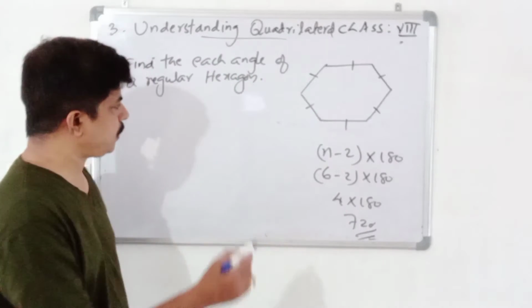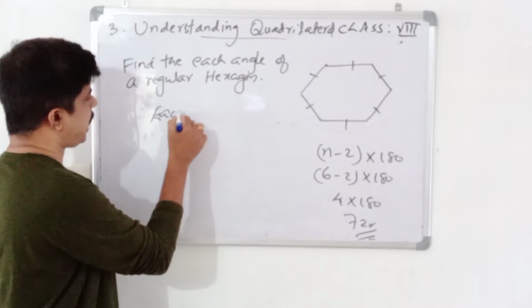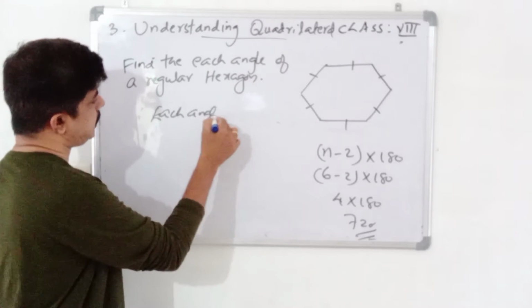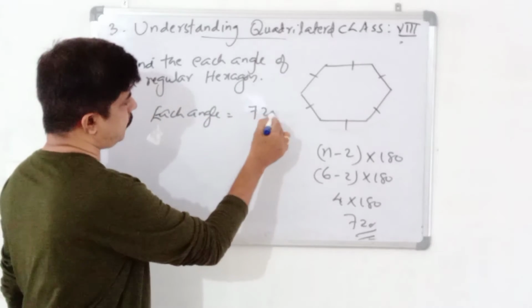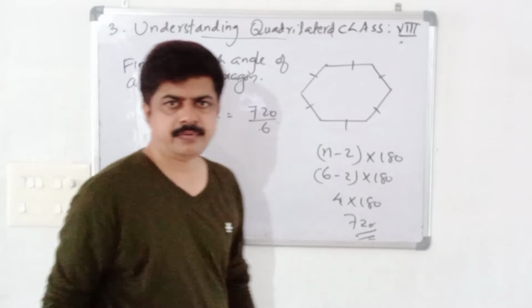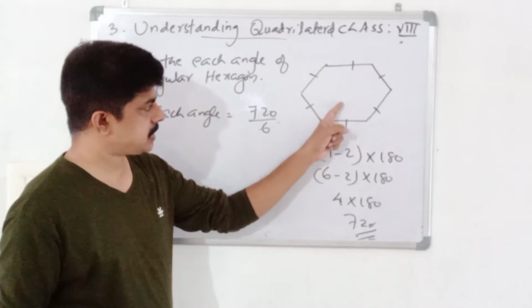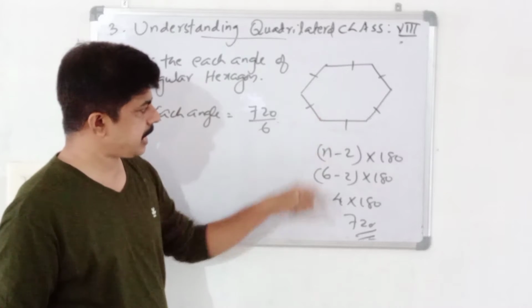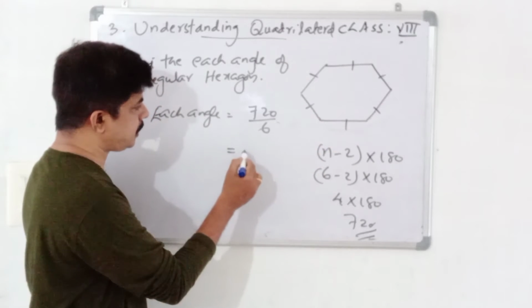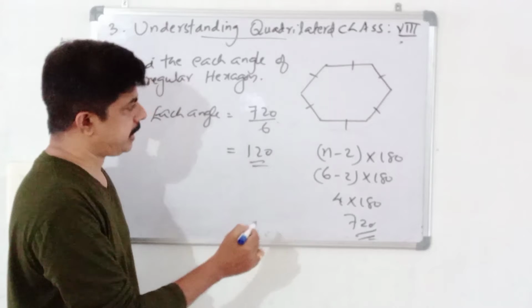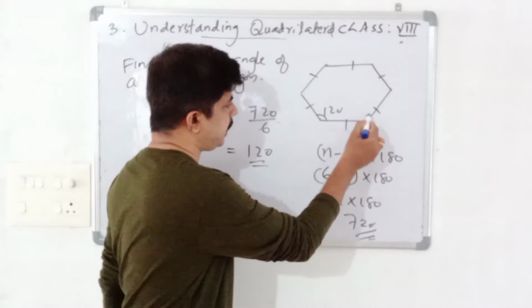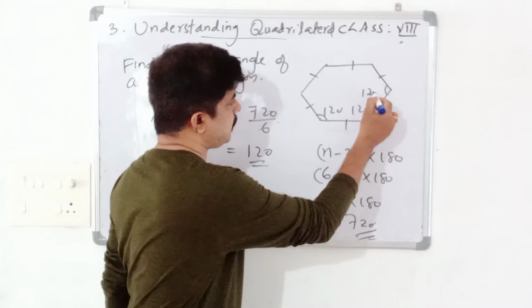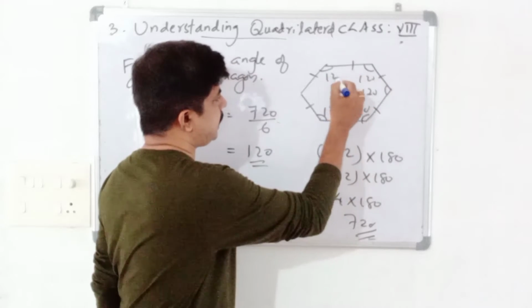To find each angle of a regular hexagon, what do we have to do? Divide the total by 6, because a regular hexagon has 6 angles and 6 sides. Therefore, to find each angle, we divide by 6. 720 by 6 is 120 degrees. Therefore, each angle of a regular hexagon is equal to 120 degrees.